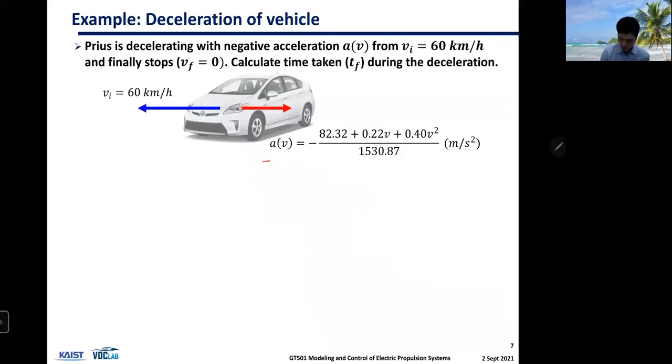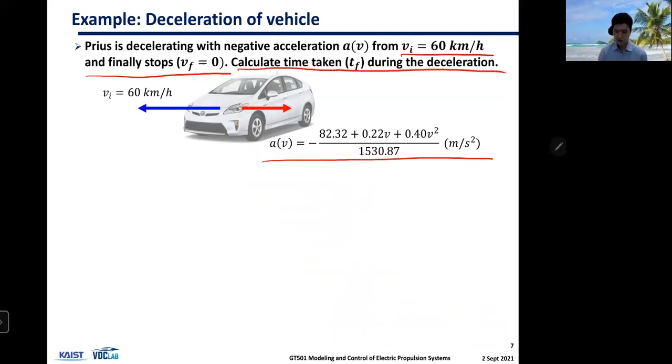There is a Prius decelerating with negative acceleration given by this function, and the initial speed is 60 km/h, and it finally stops at zero speed. The problem is we want to calculate the time taken during the deceleration.